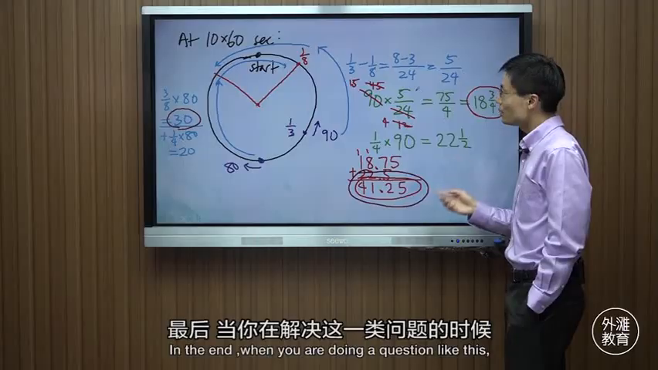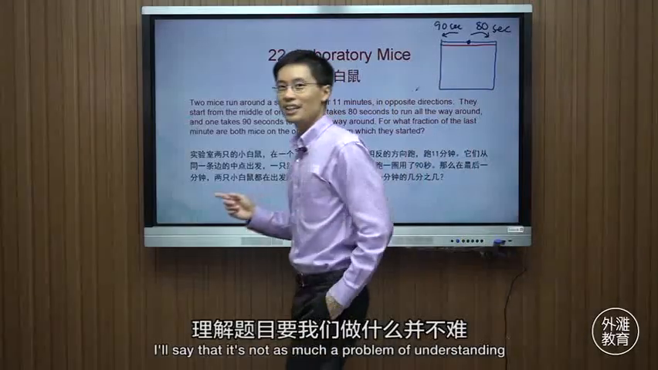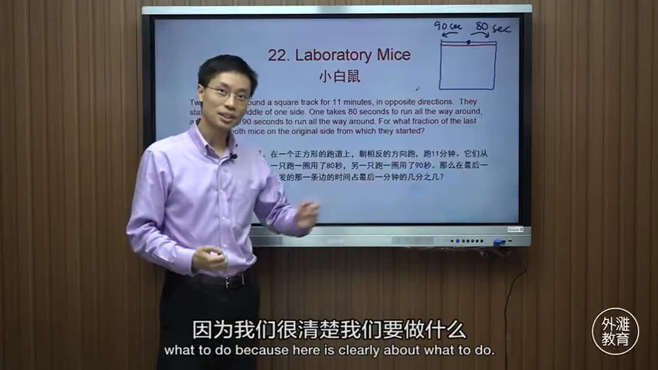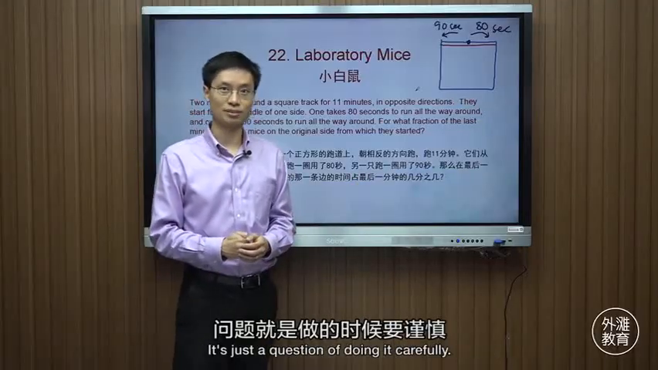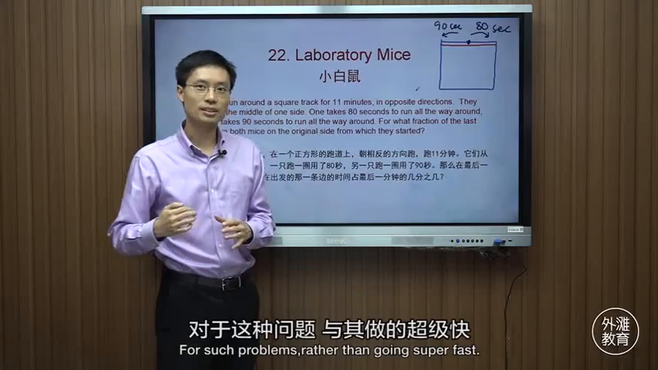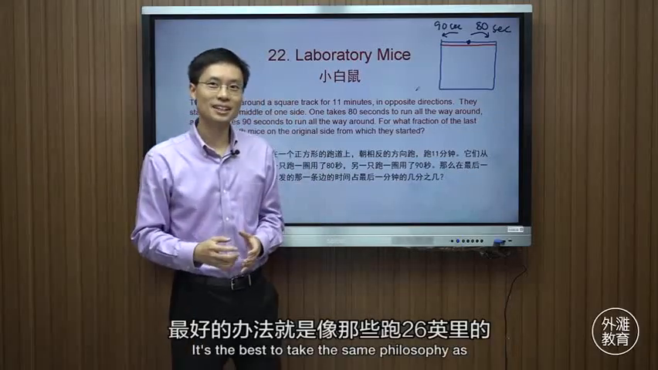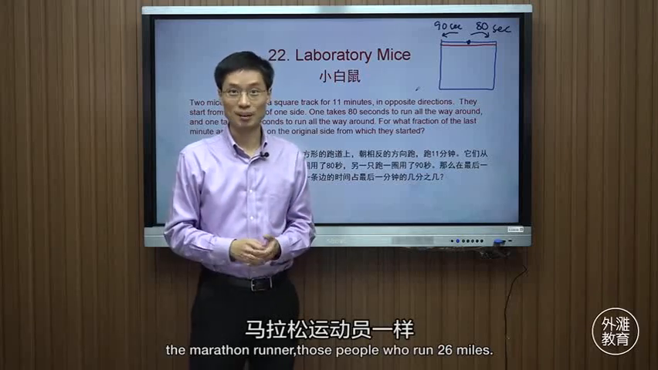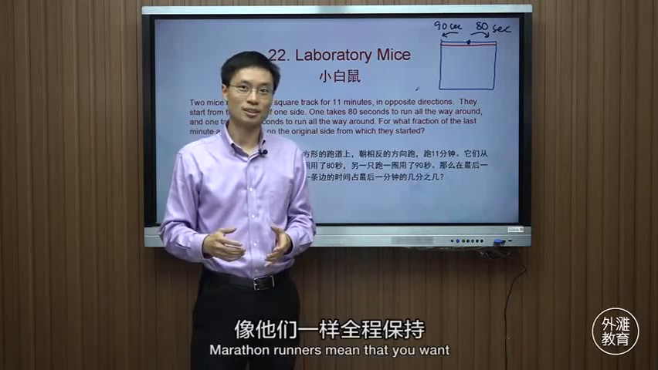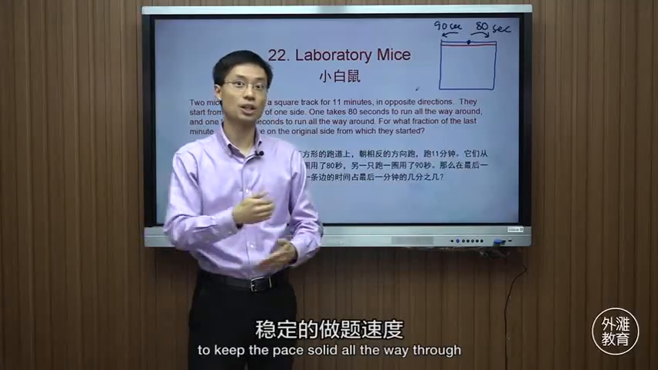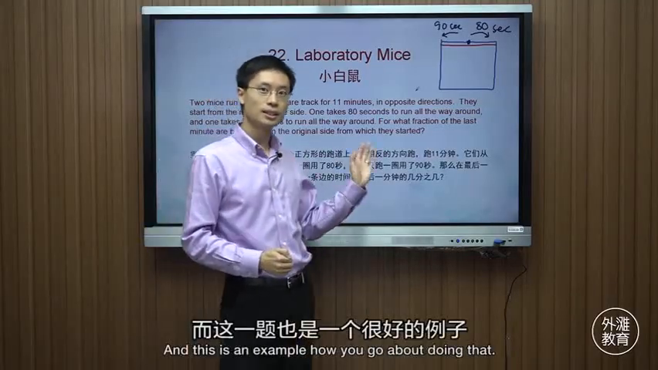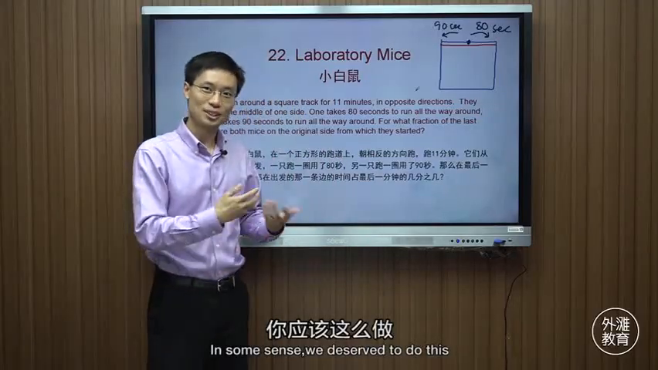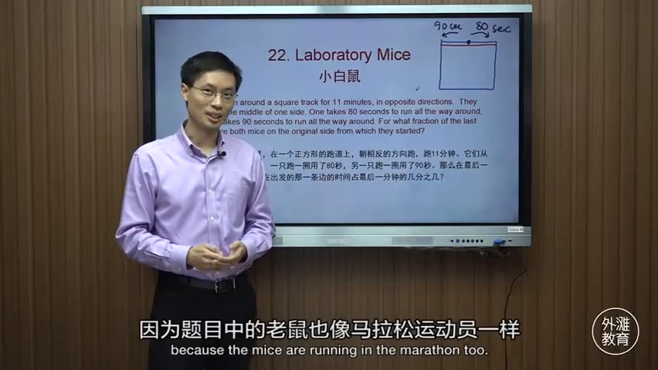In the end, when you're doing a question like this, I'll say that it's not as much a problem of understanding what to do, because here it was clear what to do. It's just a question of doing it carefully. For such problems, rather than going super fast, it's best to take the same philosophy as a marathon runner, those people who run 26 miles. Marathon runner means that you want to keep your pace solid all the way through. And this is an example of how you go about doing that. In some sense, we deserve to do this because the mice are running a marathon too.